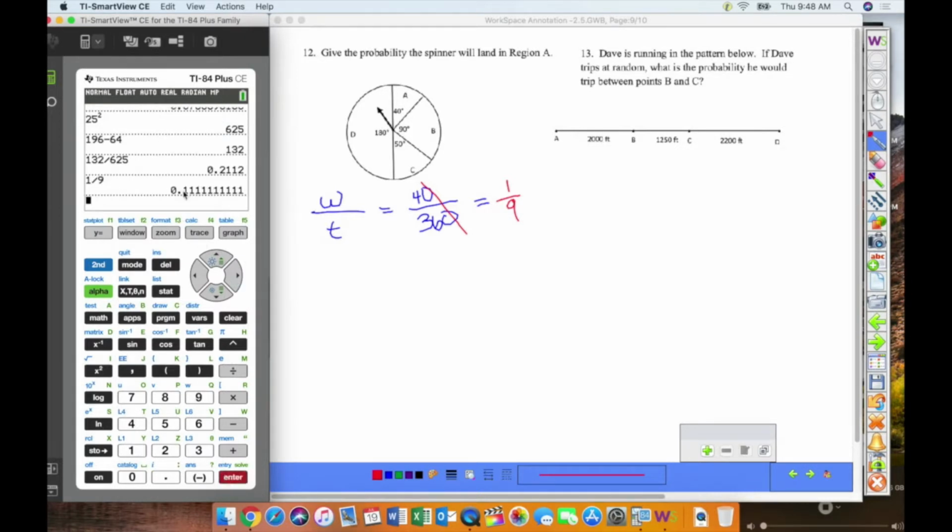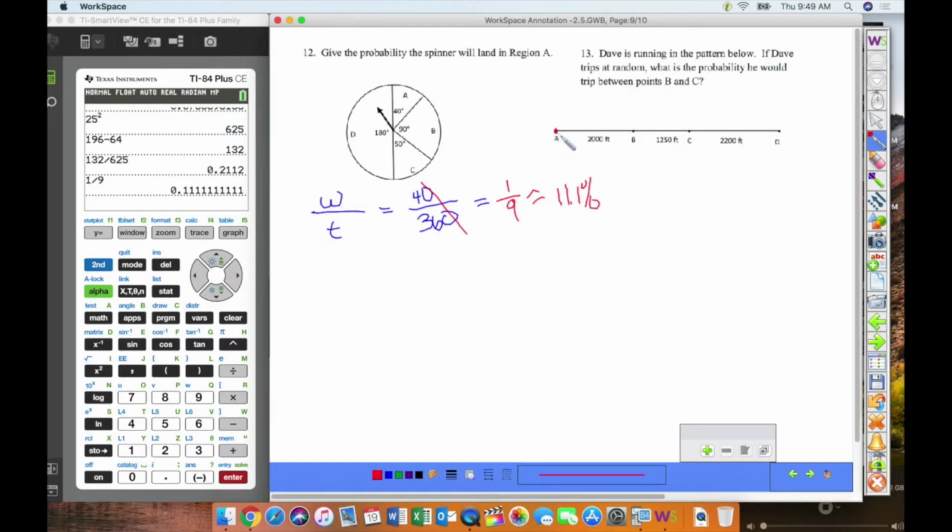1 divided by 9 is 0.1 repeating, so that's about an 11.1% chance in that situation, because you move that 2 places to the right and then round to the nearest tenth. So it's want over total.